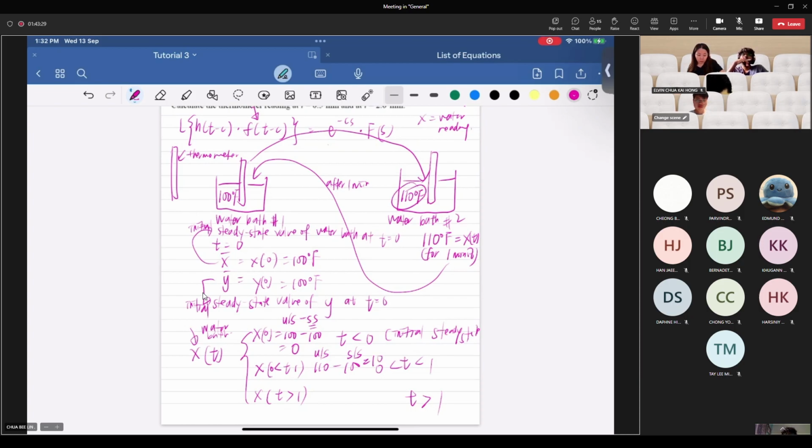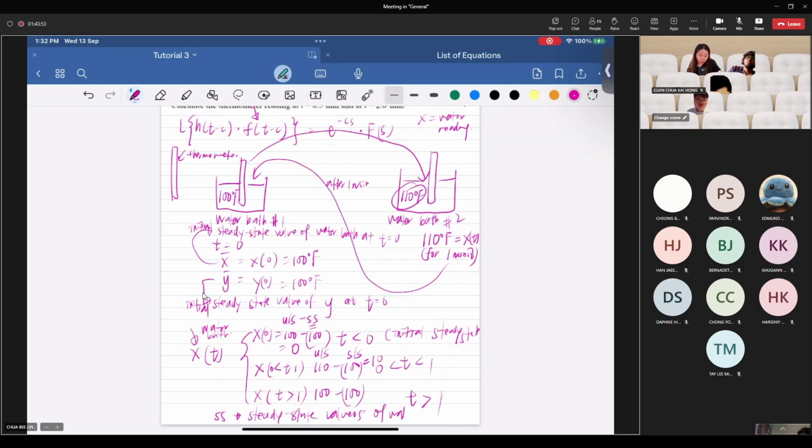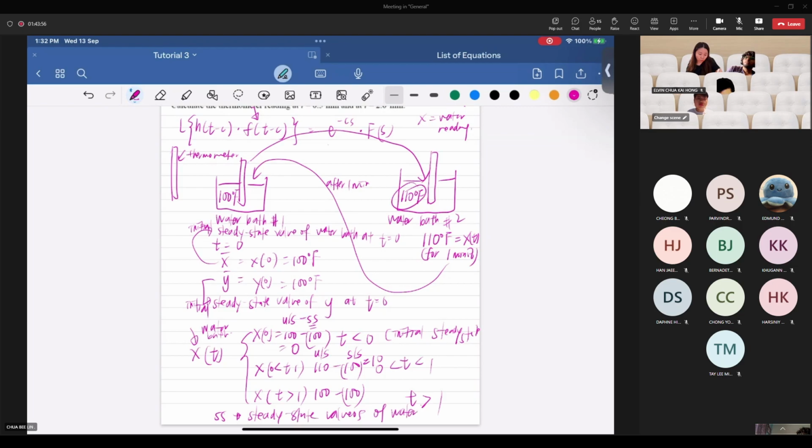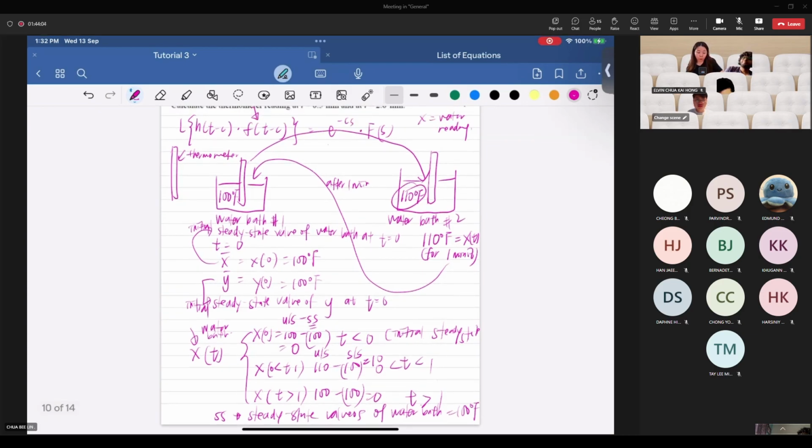After 1 minute, you have the water bath temperature as 100 again, and the steady state value remains 100 from the beginning. So all the steady state values are the same, 100. Water bath, SS for steady state values of water bath, which is 100 degrees Fahrenheit. So this will give you 0. So you simplify the whole thing to be 0, 10, 0.